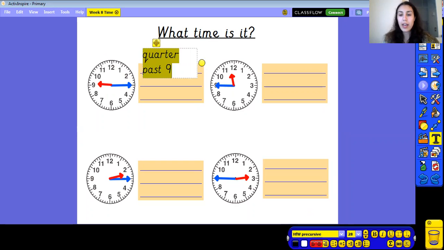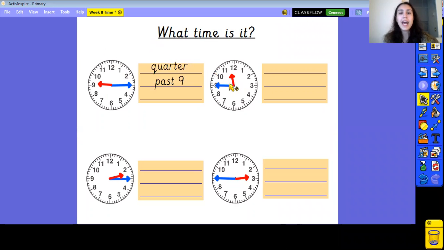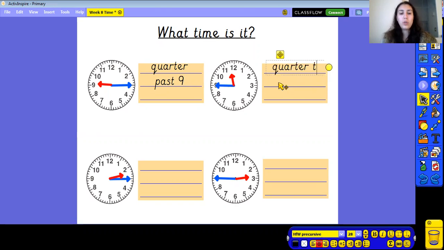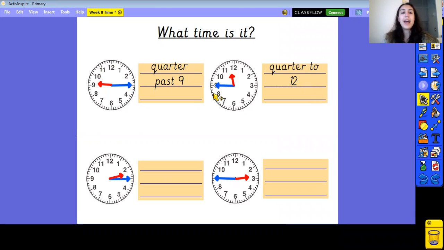Super duper. Let's have a look at that next one then. So the next one has the big blue minute hand pointing directly to the left, straight over that 9. And we can see that it is a quarter away from the next o'clock. So it is a quarter to. Which hour is our red hand going to? It's going to 12. So it is quarter to 12. Why don't you pause the video and have a go at working out the last 2 by yourself?